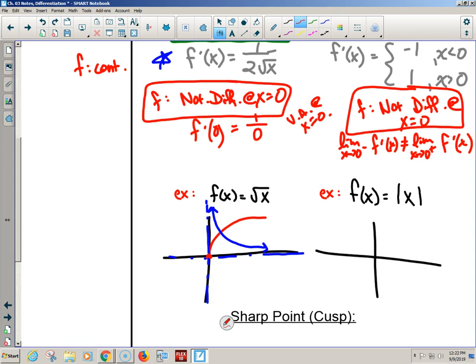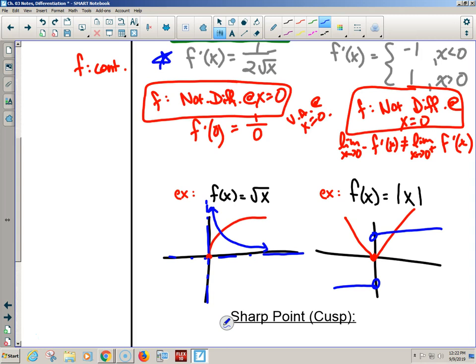But this one, once again, such a basic graph. It's the absolute value. The slope coming in is -1. Going out is a positive one. Wait, why did I make them both empty? Why not do an or equal to somewhere? It doesn't exist at 0.